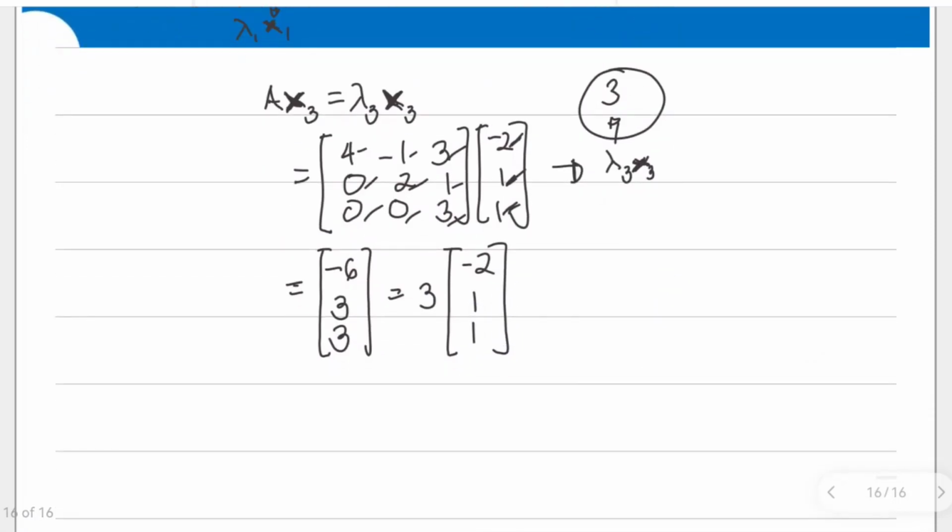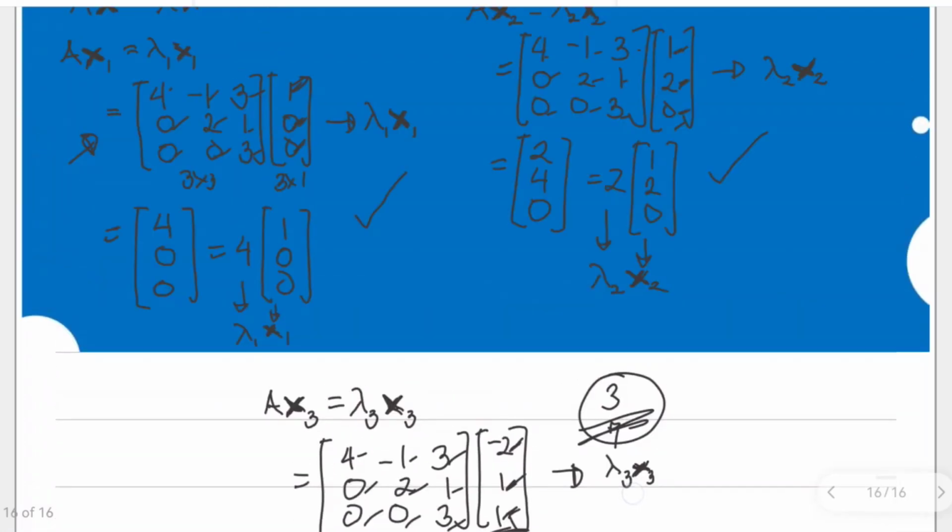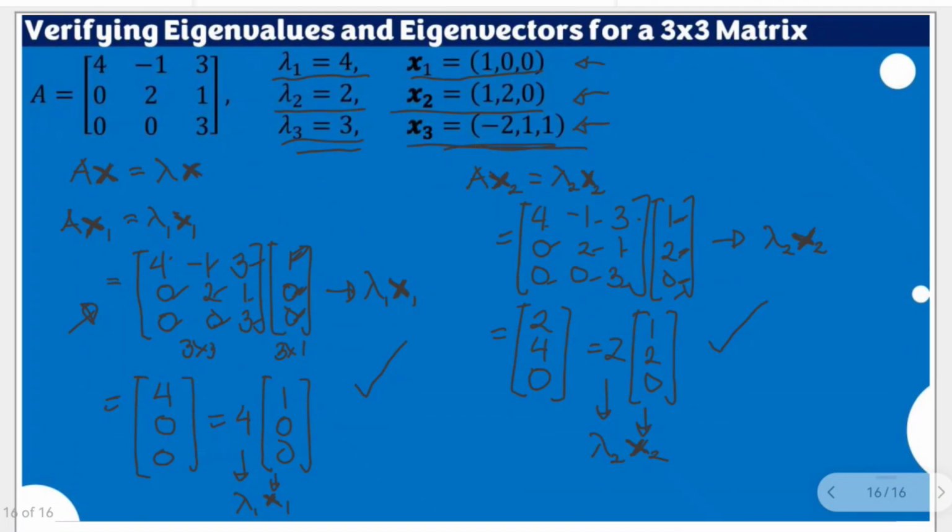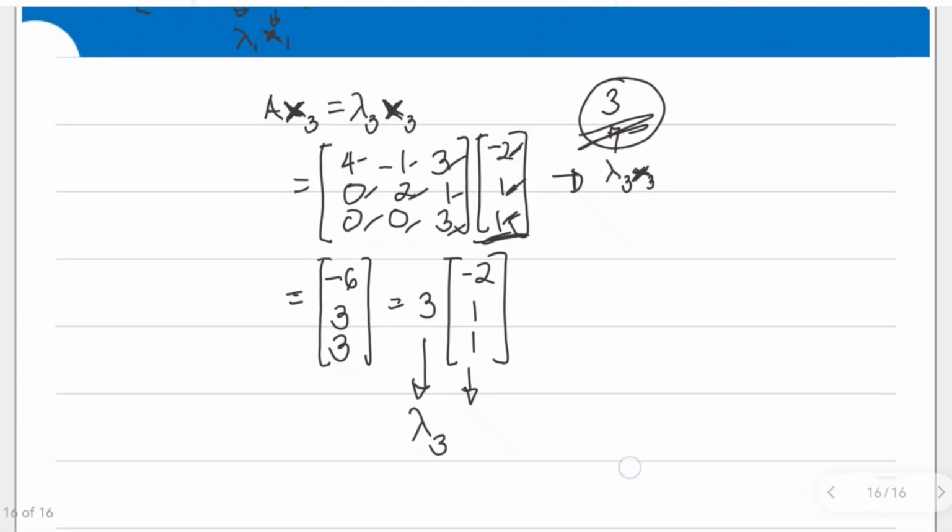And this is again our lambda sub 3 times our third vector. This means that the value of lambda, which is 3, is the eigenvalue together with its eigenvector of negative 2, 1, and 1 for the given matrix A.